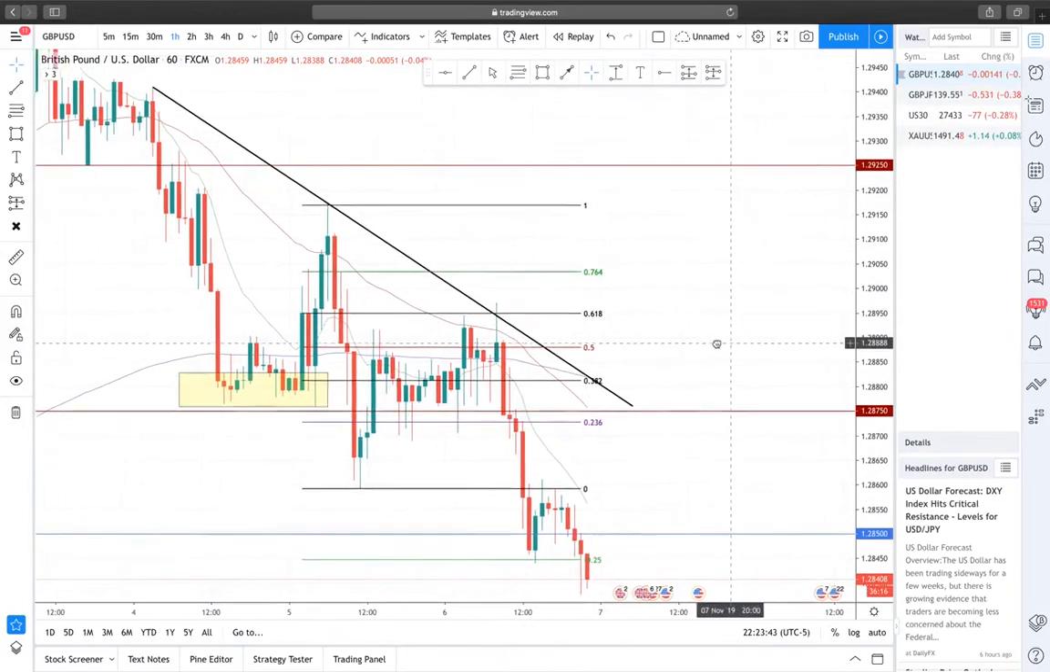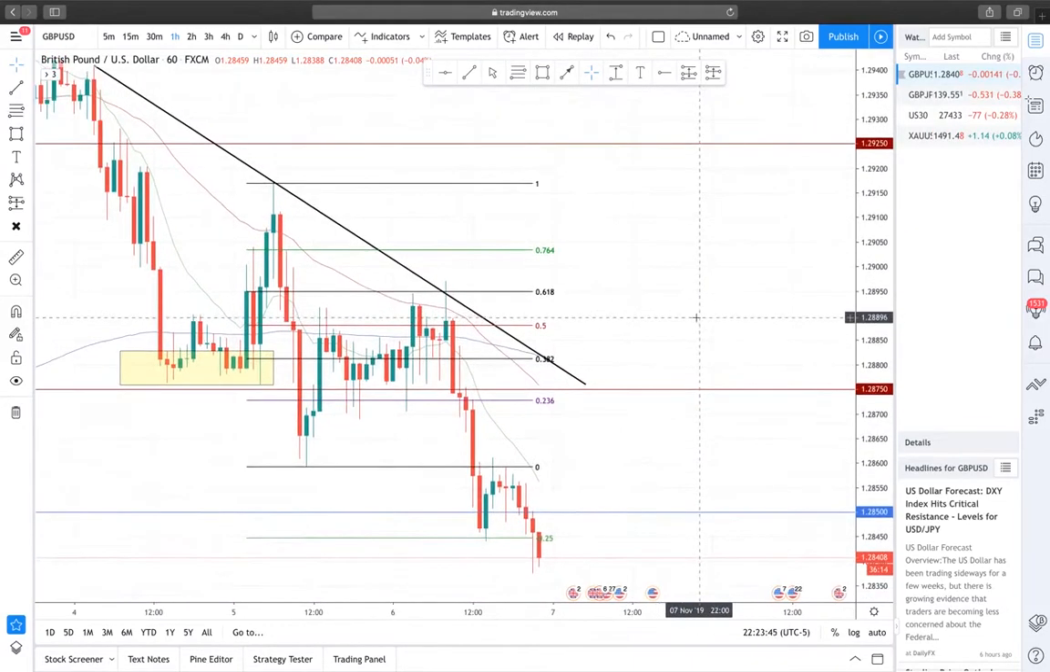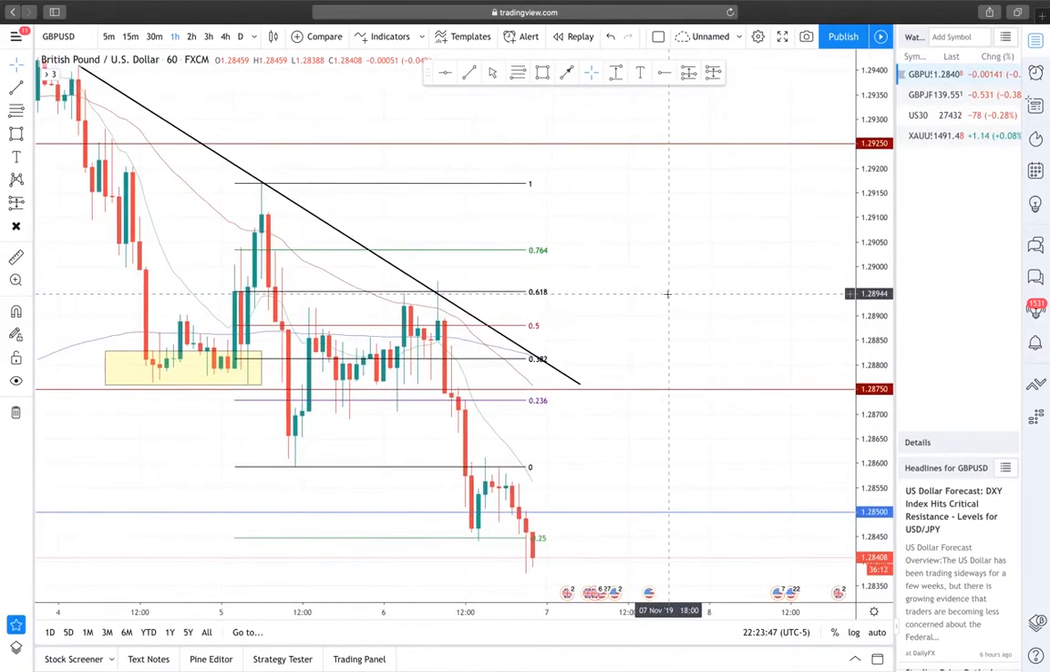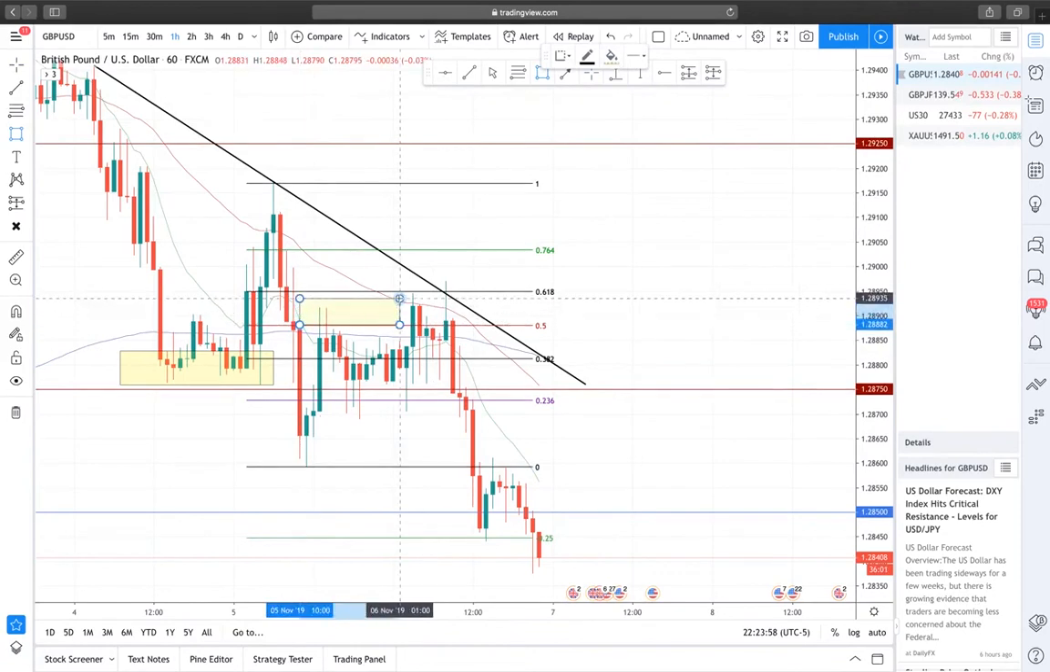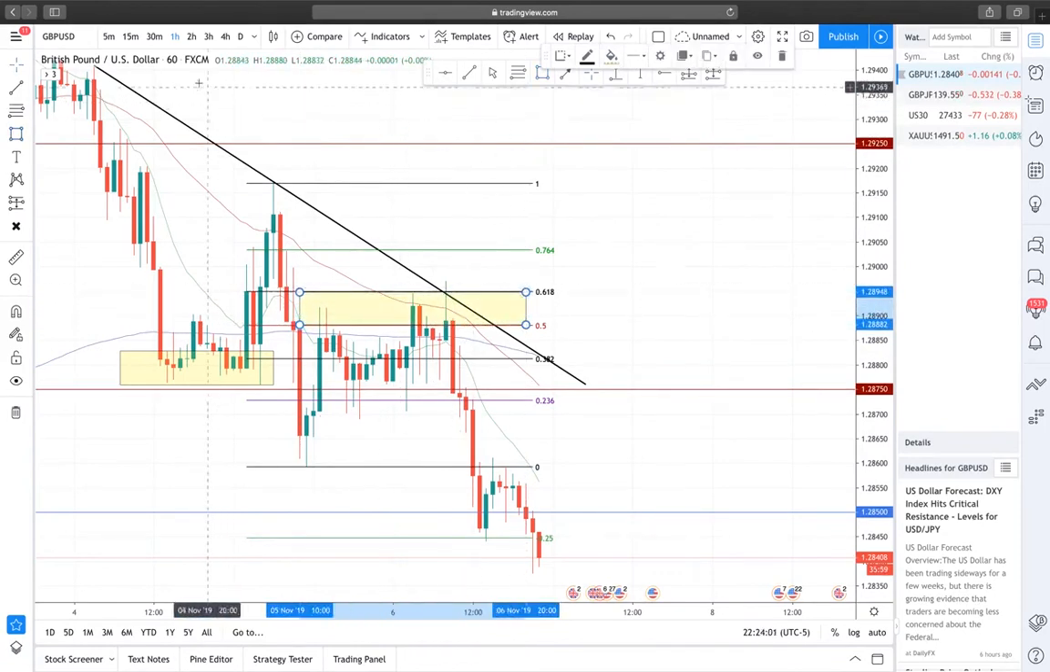I didn't like this setup, to be honest, but anyways, I took it anyways. So right now we have the Fibonacci going down, and now what do we do? We highlight our 50 and 618 zone. Let's put that green.